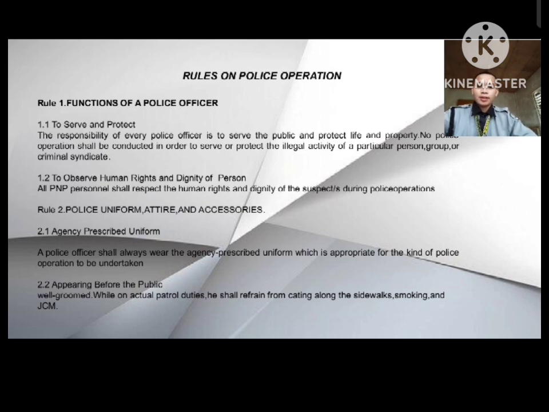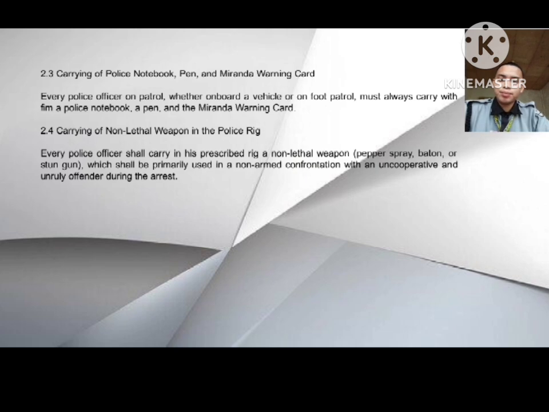The next is 2.3, as you can see, carrying of police notebook, pen, and Miranda warning card. Every police officer must always carry a police notebook, a pen, and a Miranda warning card. These are essential tools for documenting important details during duty, such as incidents, reports, and statements. The Miranda warning card ensures that suspects are properly informed of their rights during arrest.